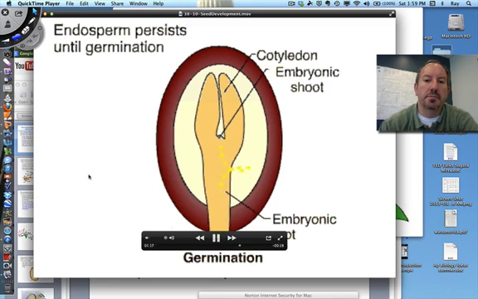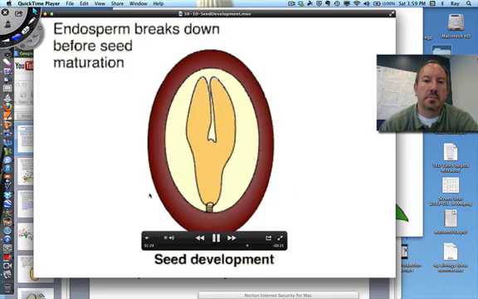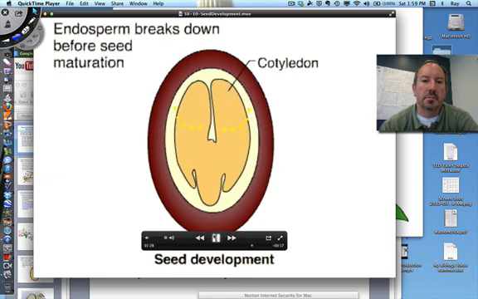It also happens in some dicots, such as the castor bean, the source of castor oil. In other seeds, the endosperm breaks down while the seed is still developing. The cotyledons absorb.